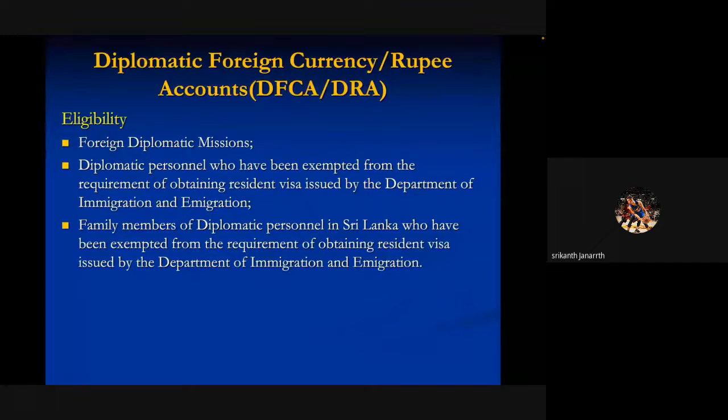Okay, now we are moving on to the diplomatic foreign currency account, DFCA, and the diplomatic Rupee account. So you know who is eligible? A diplomatic mission, diplomatic personnel. A foreign diplomatic mission, you know, Indian High Commission, Chinese High Commission, US High Commission, that is a diplomatic mission. Then diplomatic personnel who have been exempted from the requirement of obtaining this. So these are the head of the mission, head of the embassy, and their family members.